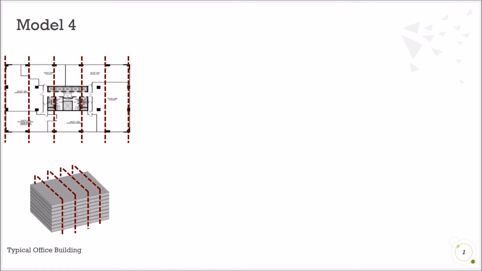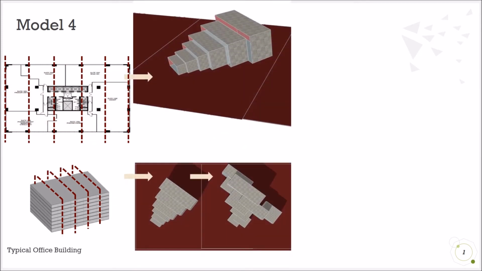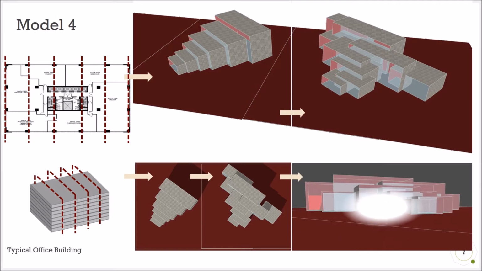Model 4 is the best, developed by breaking the typical office building with one axis and circulation into pieces with high compact masses, where the glazing is facing the sun path.